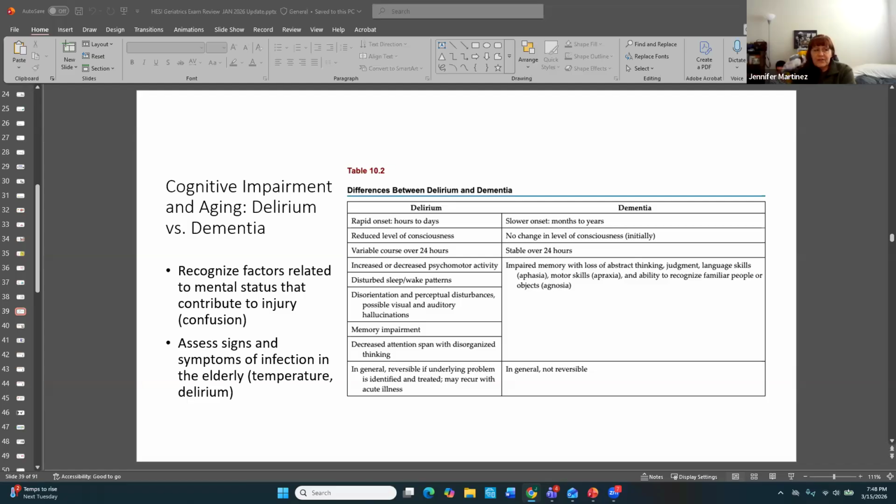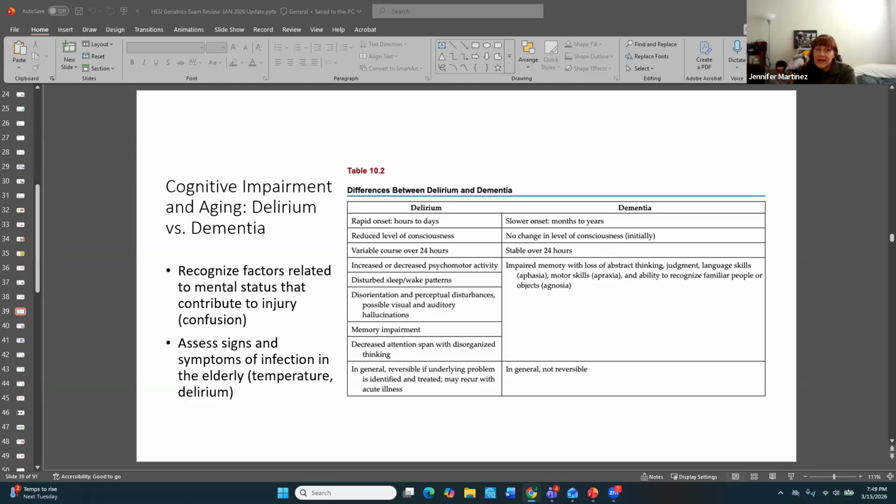They could have increased or decreased psychomotor activity, disturbed sleep and wake patterns. Disorientation is common with perceptual disturbances. They also can have visual and auditory hallucinations, memory impairment, decreased attention span with disorganized thinking. But generally speaking, delirium is reversible if we identify the underlying cause and we treat that. It can recur with acute illnesses. Think of even sensory overload in the hospital or too much sensory input can lead to delirium.